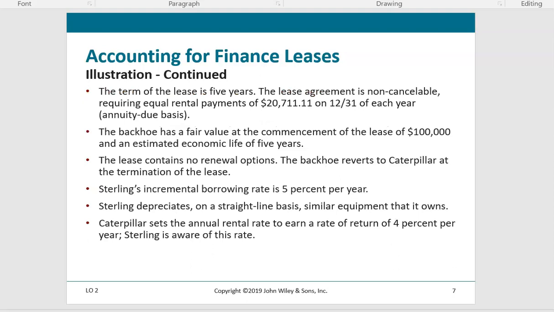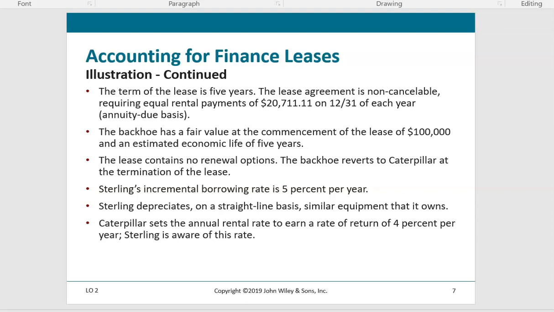The lease term is 5 years. Lease agreement is non-cancelable, requires equal rental payments of $20,711 on December 31st of each year. The backhoe has a fair value at the start of the lease of $100,000 and an estimated economic life of 5 years. The lease contains no renewal options. The equipment reverts to Caterpillar at the termination of the lease.